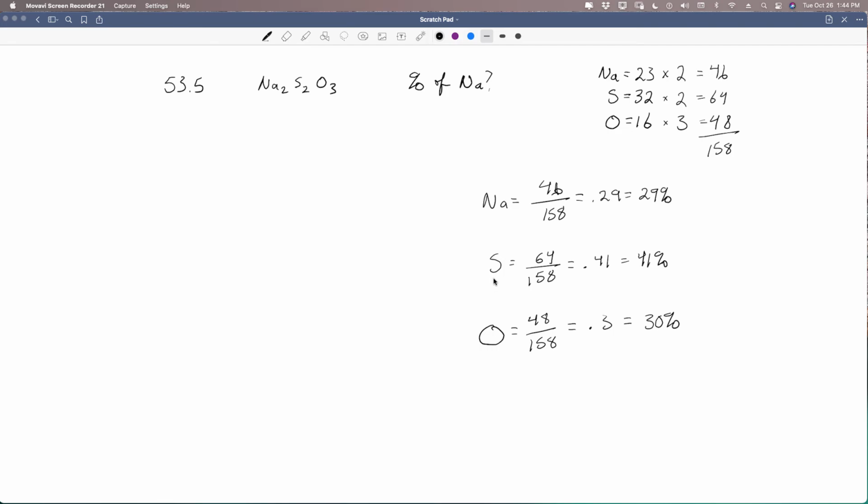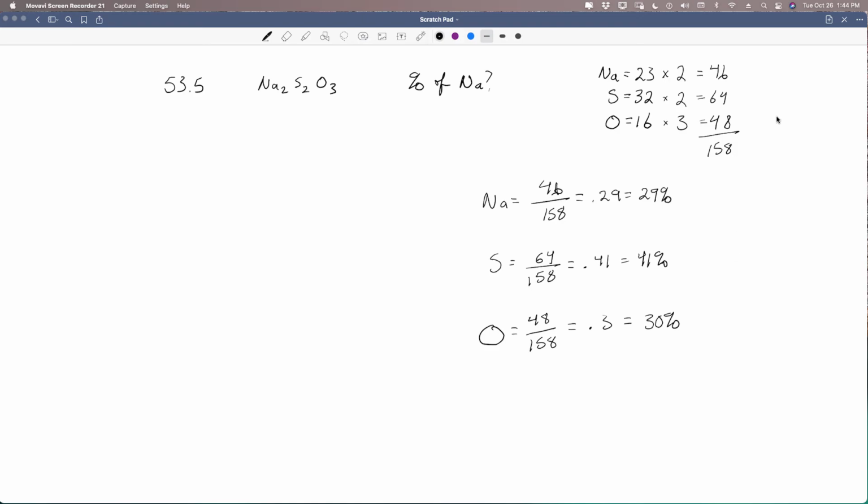For sulfur, we did the same thing. 64 over 158 equals 0.41 equals 41%. Oxygen was 48 out of 158. We divided that, we got 0.3, which gave us 30%, which is the same problem we just did in the book. I don't know why they didn't give us the different compounds. That would have been more fun.